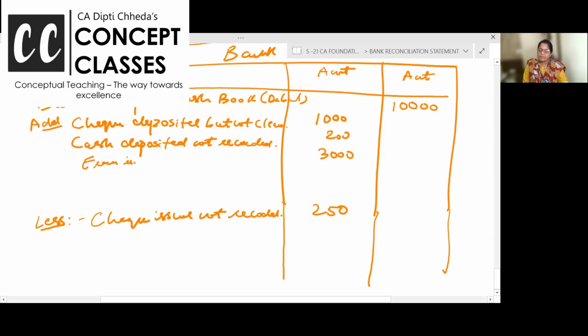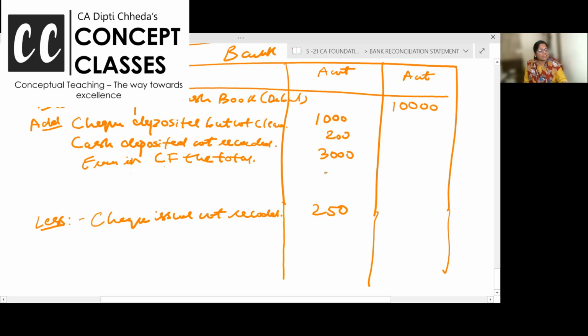Error in carrying forward the totals. I want to repeat this. Debit balance ki jagah you took it as credit. So now you debit with 1500 to nullify the wrong credit and one more debit because you didn't do it. So error in cash carry forward the total. So now you write it on the debit side.